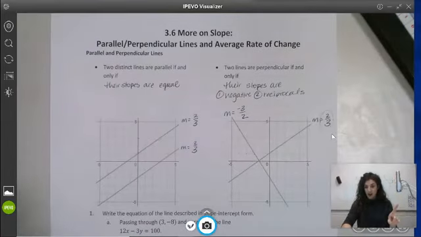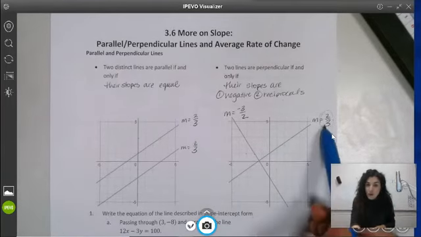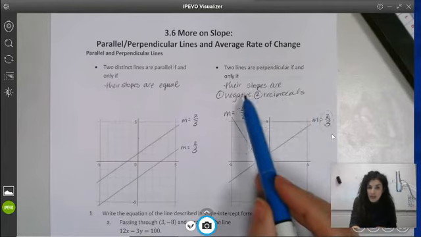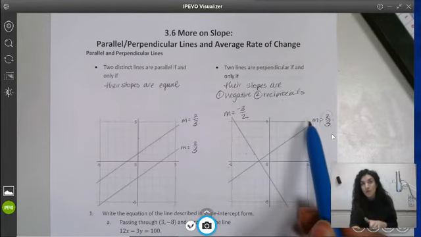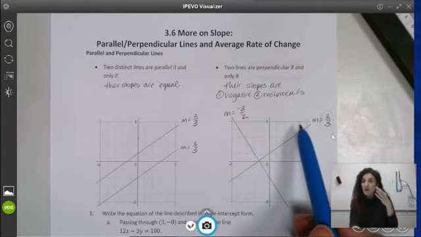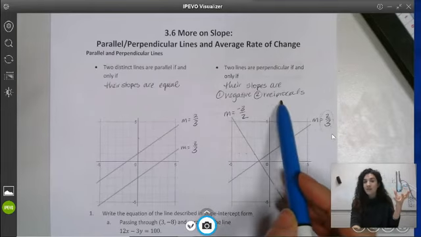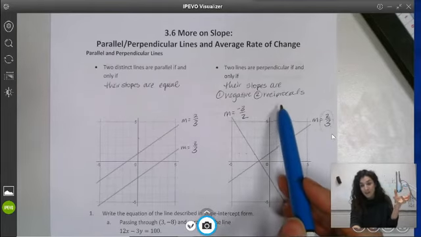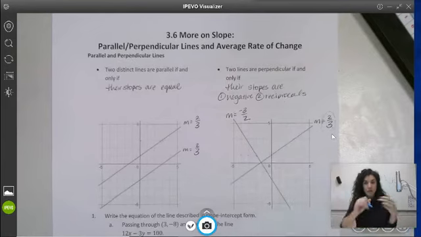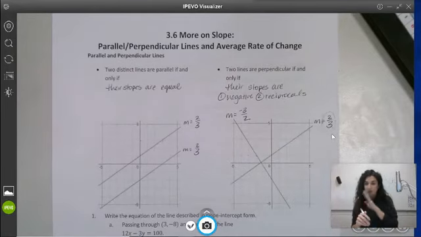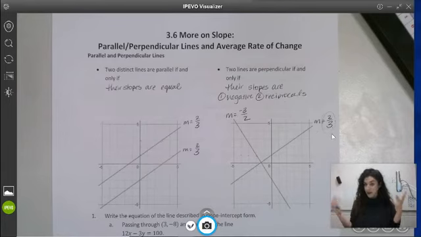Word of warning, a very common question that I always get is, well, what if my slope starts off negative? Well, then a negative of a negative would become positive. So if your slope is originally negative, to have a negative reciprocal, then your perpendicular slope would become positive. So it's just switching that sign. If it's negative, it becomes positive. If it's positive, it becomes negative. And then we flip the fraction. So it's like a completely opposite slope is another way to think about it.